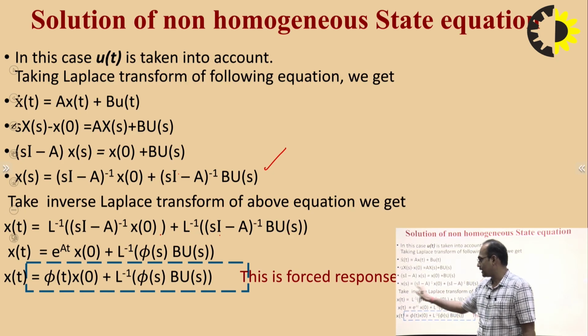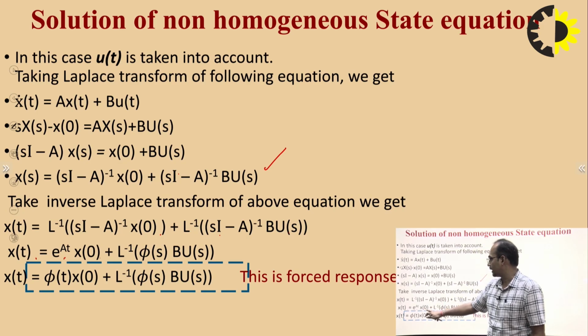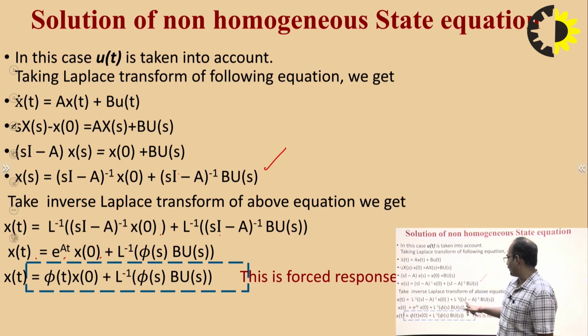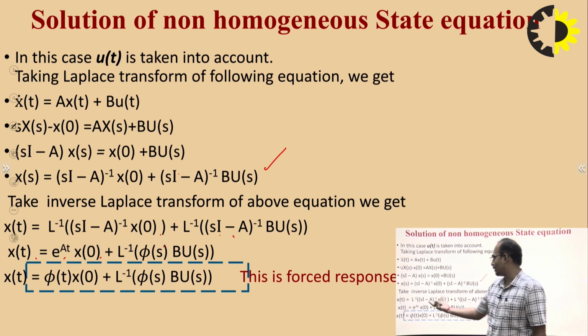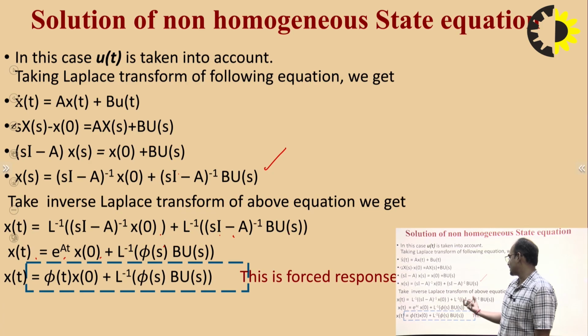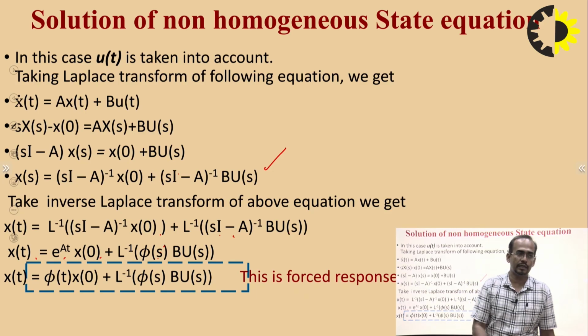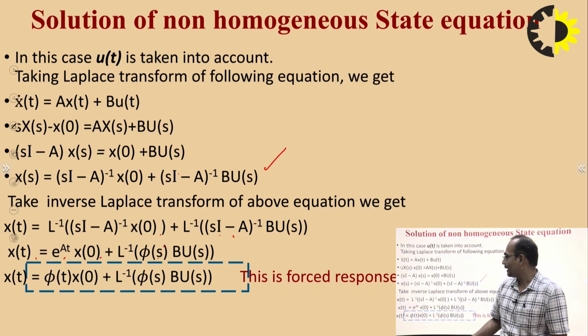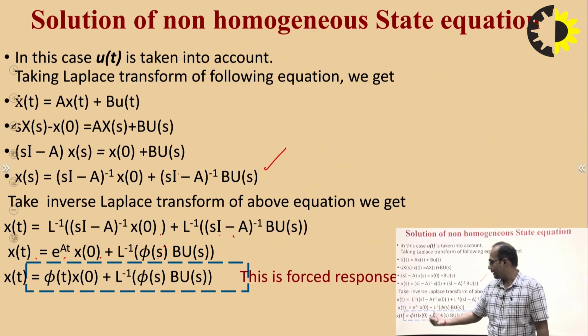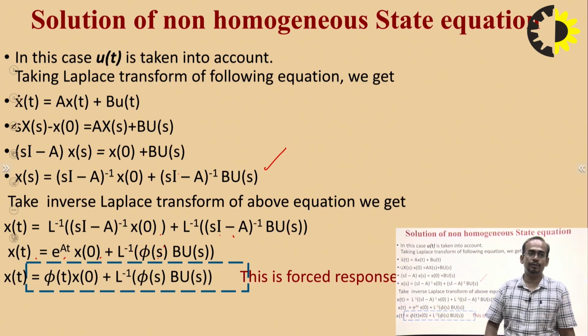So what will be the value of this? L inverse of (sI minus A) inverse is nothing but e to the power At. So I have written here x(t) is equal to e to the power At x0 plus L inverse of phi(s)BU(s), because L inverse of (sI minus A) inverse is nothing but phi(s). So this is the whole function. So the value of x(t), the solution of the state equation in the non-homogeneous case, will be x(t) is equal to phi(t)x0 plus Laplace inverse of phi(s)BU(s).